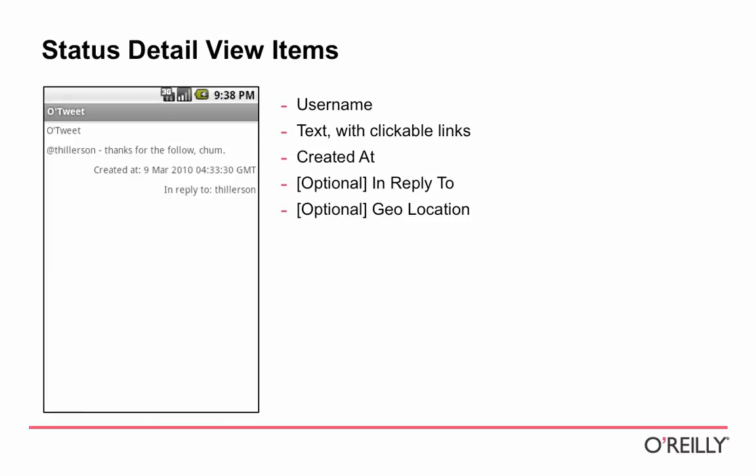So on that detail page, or detail view, we're going to show the username. We're going to show the text of the tweet with clickable links, if there are any links in there, and then we're going to show when it was created. Optionally, if the tweet was in reply to someone else, it'll show who it was in reply to, and optionally, if there was a location associated with the tweet, we'll show that as well. You can see in this case on the slide there's not, so it won't show up if there's not.